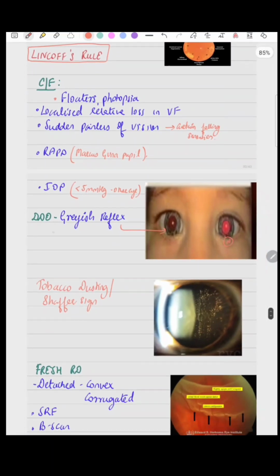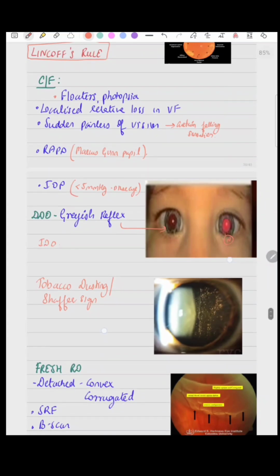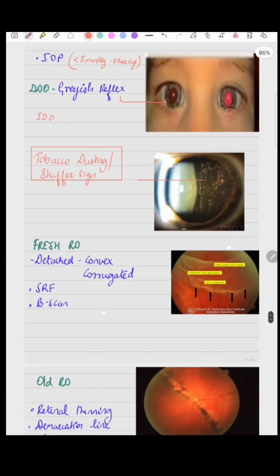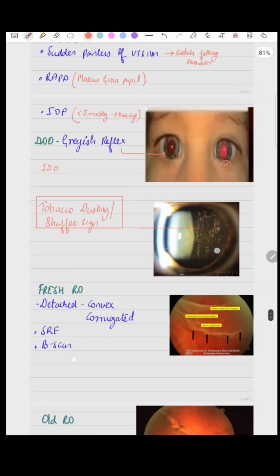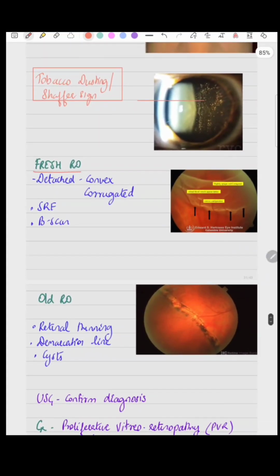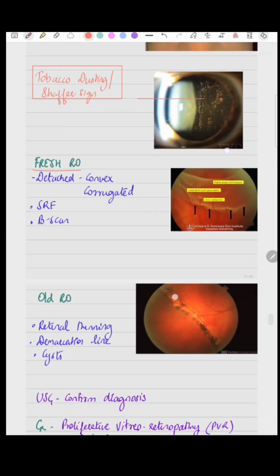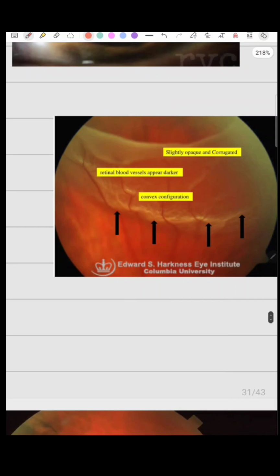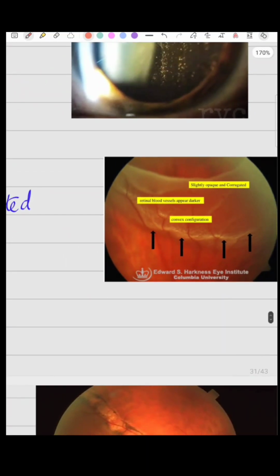Now RD is best examined by indirect ophthalmoscope. Another sign is Shafer's sign or tobacco dusting, that is pigment in the anterior vitreous, usually present. Then retinal breaks are usually present in the upper temporal quadrant. Now to differentiate between fresh RD and old RD, fresh RDs are usually detached and have a convex configuration, the surface is corrugated, and subretinal fluid extends up to the ora serrata, except in rare cases caused by a macular hole.